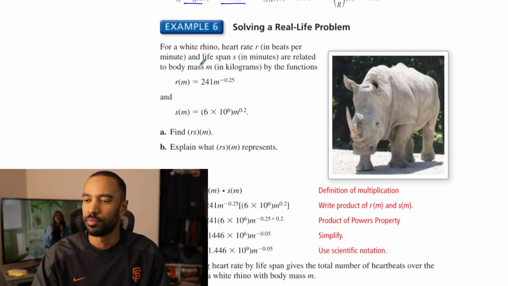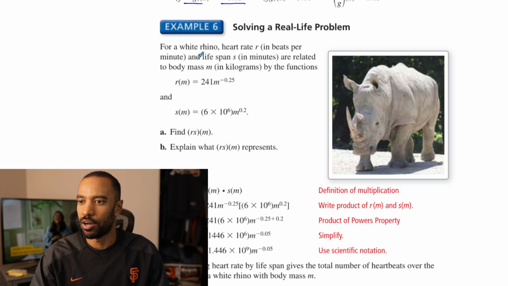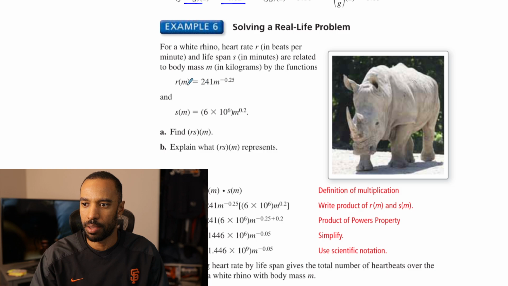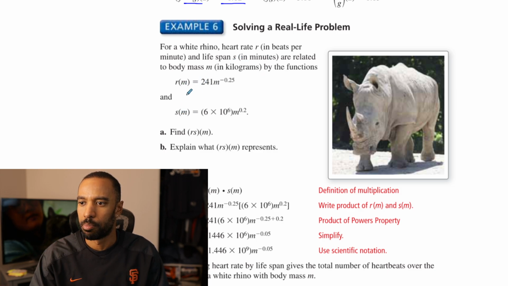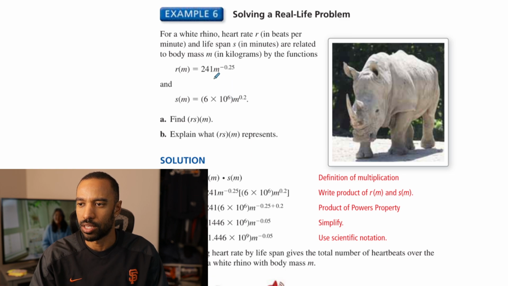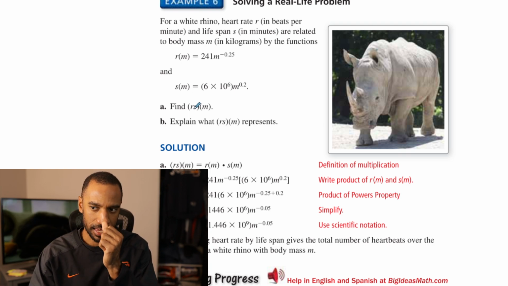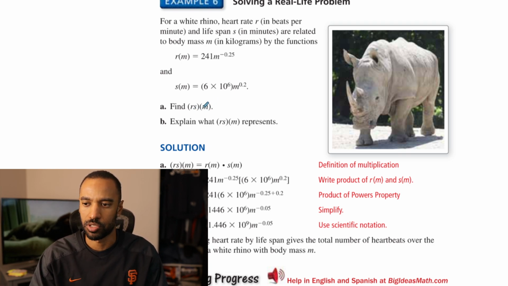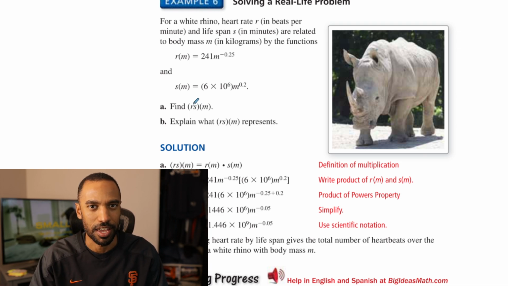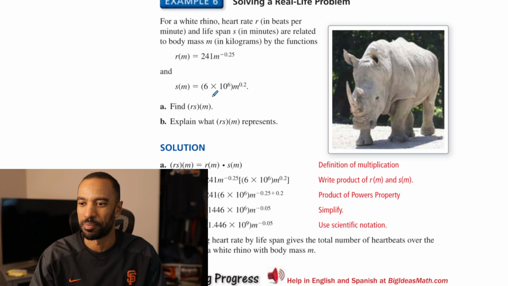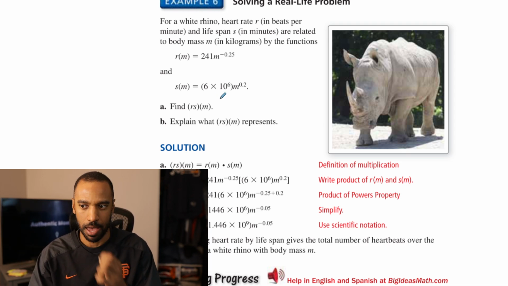Solving a real life problem. For a white rhino, heart rate R in beats per minute and lifespan S in minutes are related to body mass M in kilograms. So I don't have S. Oh, they're two different functions. They're both related to mass in their own separate ways. We have heart rate and lifespan based off body mass. Find R times S of M. R of M times S of M. There we go. Explain what R times S of M represents.